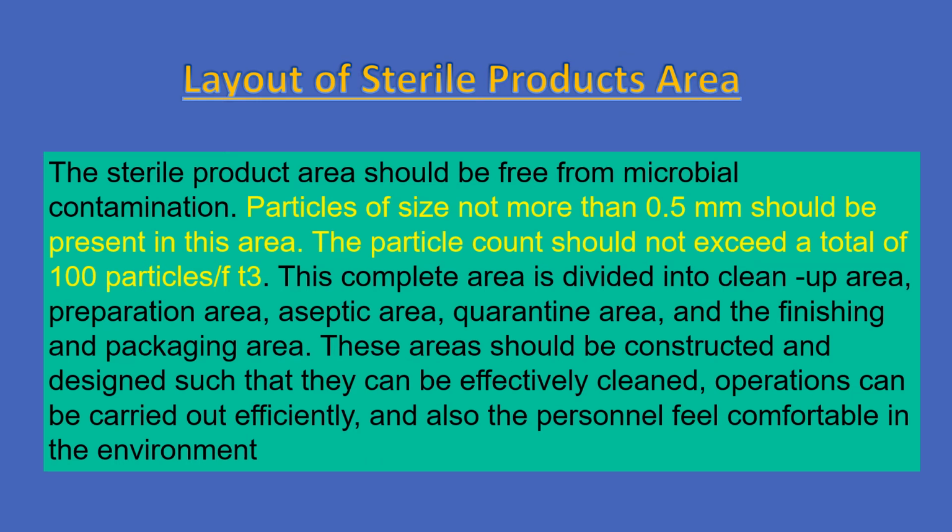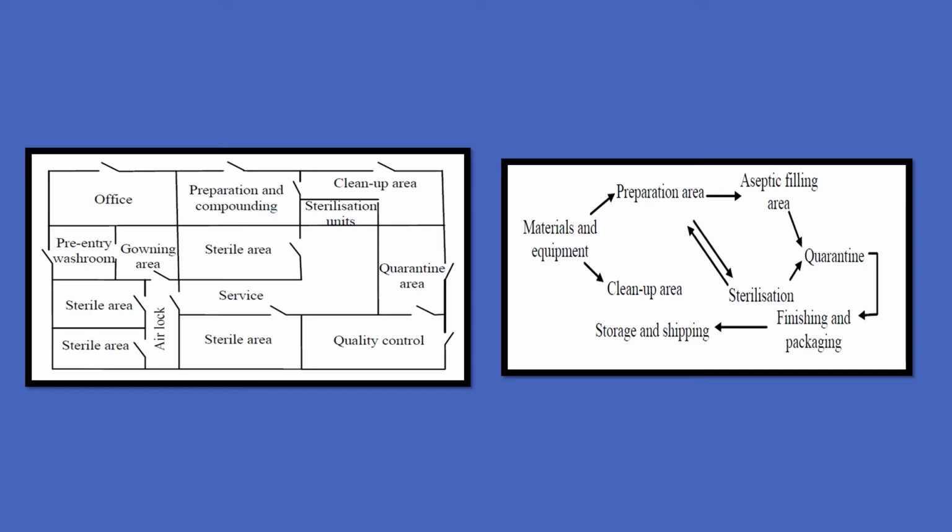The sterile product area should be free from microbial contamination. Particles of size not more than 0.5 micrometer should be present in the area. The complete area is divided into cleanup area, preparation area, aseptic area, quarantine area, and finishing and packaging. These areas should be constructed and designed such that they can be effectively cleaned, operations can be carried out effectively, and also the personnel feel comfortable in the environment.